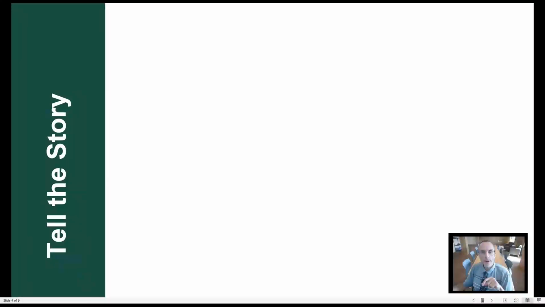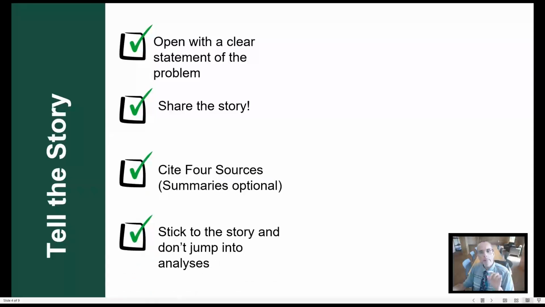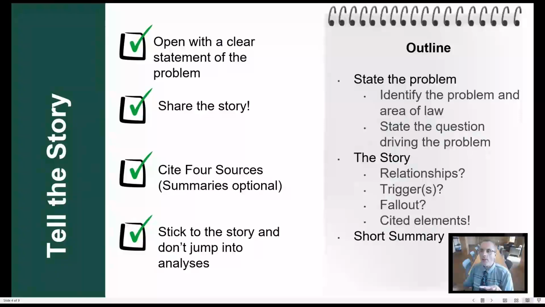Here's some advice to follow while telling the story. You want to open up with a clear statement of the problem and then immediately share the story after. Remember to cite your sources. You can summarize them if you want. And make sure you stick to the story. Don't jump into the analysis. Just tell the story that leads up to the problem. If you need a little inspiration or an outline, check this out to the right.